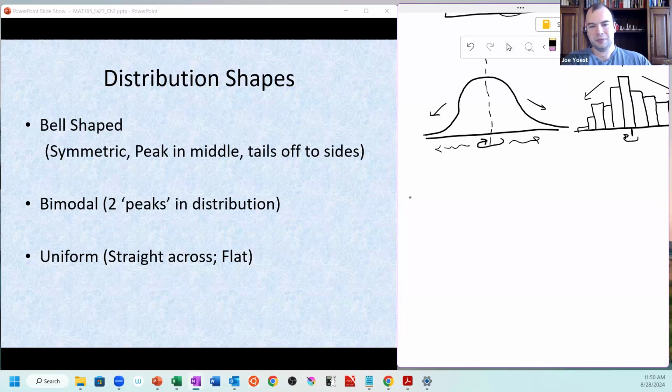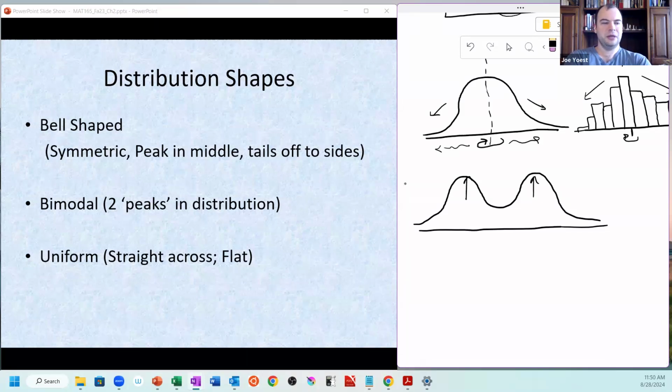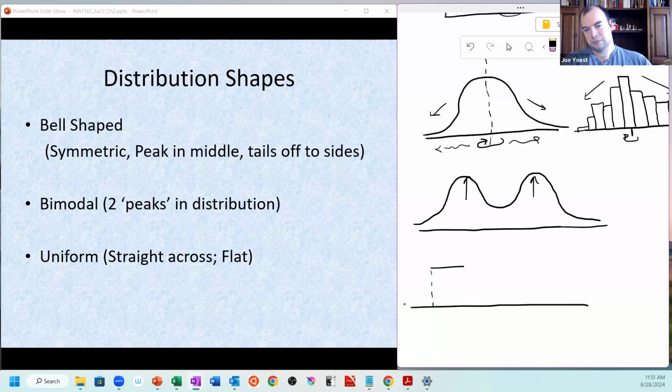If we compare that to, say, a bimodal distribution, that's a distribution with two distinct peaks. So I have two distinct peaks. We call that a bimodal distribution. The mode we'll see in chapter 3 is the most frequently occurring data value. Being bimodal means we have two areas of very high frequency. Bi, like bicycle, meaning two. And then uniform is a distribution that's straight across or flat.